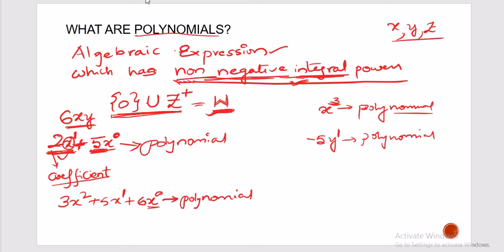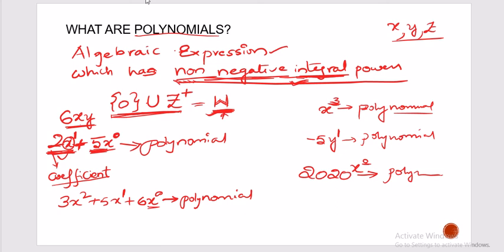Now if I ask you about 2020, is it a polynomial? If there is nothing, then I can take it as 2020 into x power 0. Hence we can say that it is a polynomial because of power 0. So 0 belongs to the set of whole numbers or non-negative integers. So clearly it is a polynomial. You have seen all these types of things where you have non-negative integral powers.